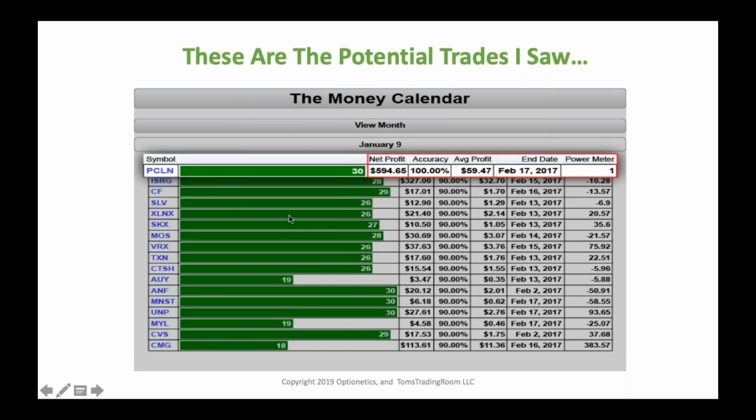And this shows up, and it gives me the symbol. It gives me a green or red bar that lets me know whether it's bullish or bearish. It then gives me a number at the end that tells me how long the trade is designed to last, that pattern. And then I get information like the net profit, the accuracy, the average profit per trade, the ending date, and I have something out there on the end called Power Meter. Power Meter tells me whether or not we are going into a positive or negative trend. I like positive trends. It just tells me that the pattern just keeps getting better and better year after year as we get closer to today.